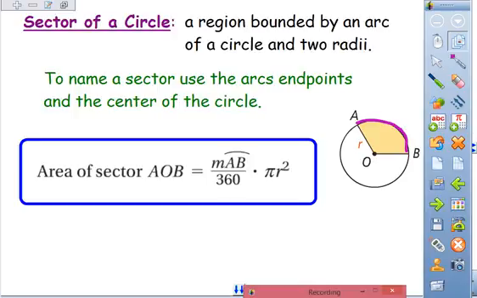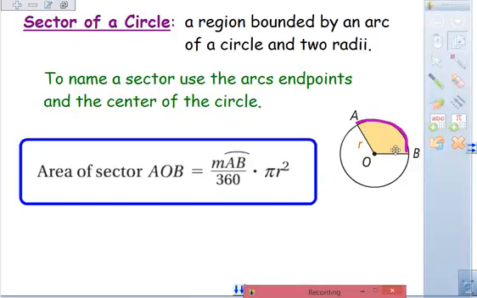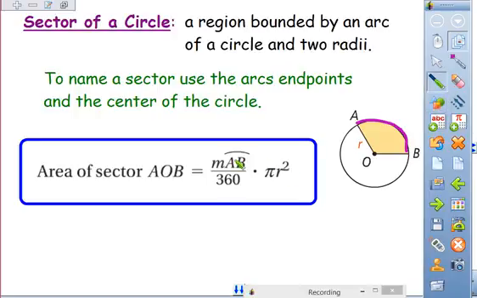The next thing I'll talk about is the sector of a circle. It is a region bounded by an arc of a circle and two radii. So the shaded section on the circle is called a sector. So our formula is what fraction of the circle is covered times pi r squared. So you need to figure out what's the measure of the arc and what's your radius.